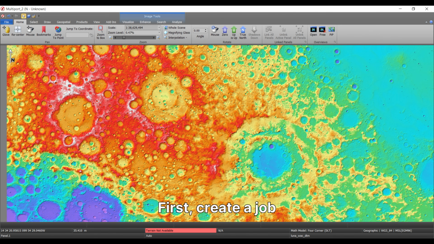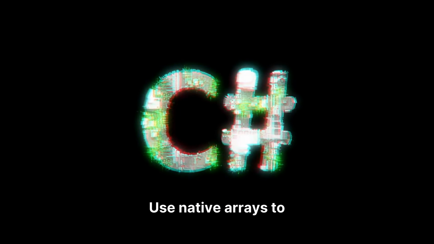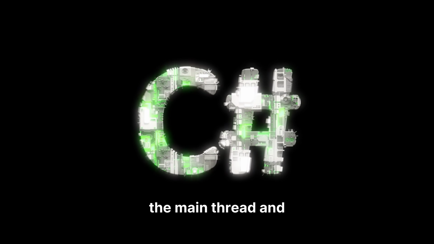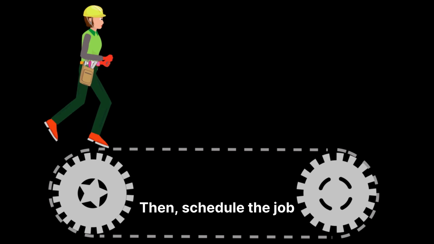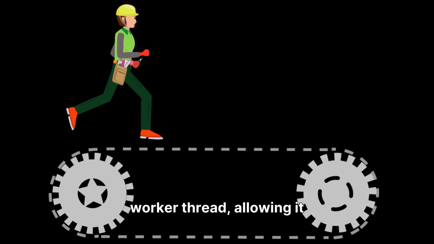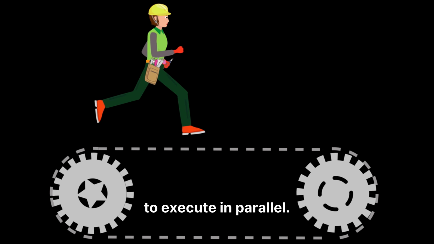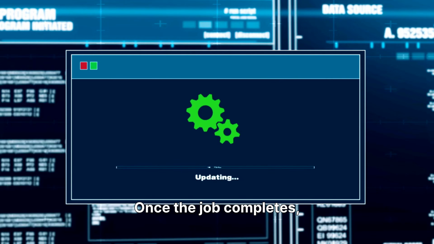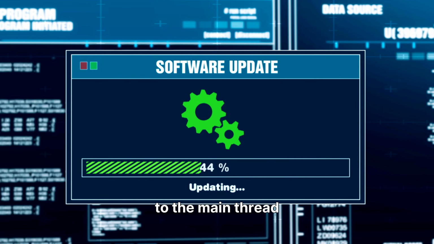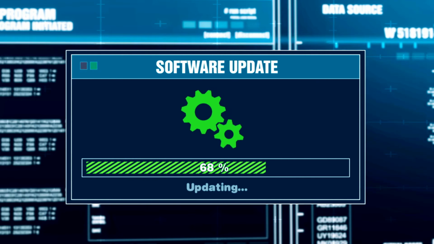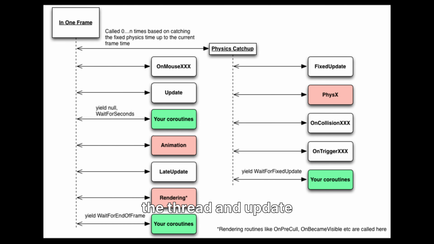First, create a job that implements the terrain generation algorithm. Use native arrays to efficiently pass data between the main thread and the job. Then, schedule the job to run on a worker thread, allowing it to execute in parallel. Once the job completes, copy the results back to the main thread and update the terrain. A coroutine can manage the thread and update the Unity scene progressively.